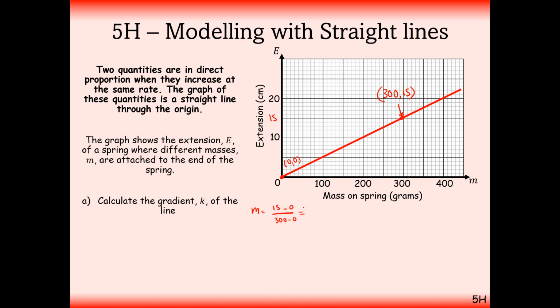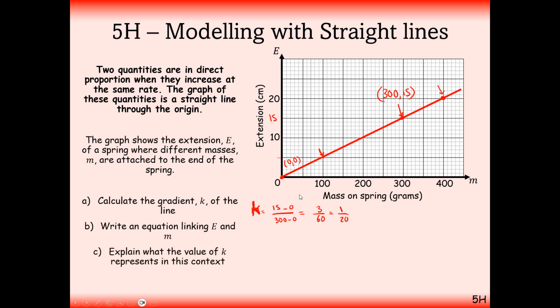So simplifying that, dividing by 5 will give us 3 over 60, and we can divide by 3 and we get 1 over 20. So either way, no matter which coordinate you take, you can test another point there if you wish. Just take a coordinate where x and y are integers. So it will give you the same answer. K, rather, I should have used the same letter that the question gives us. K is 1 over 20.